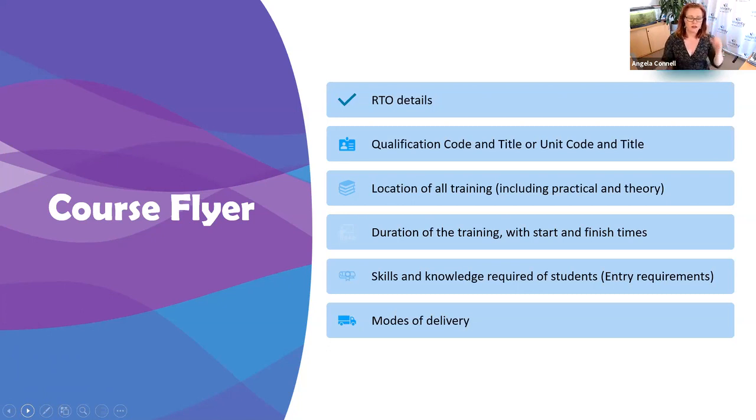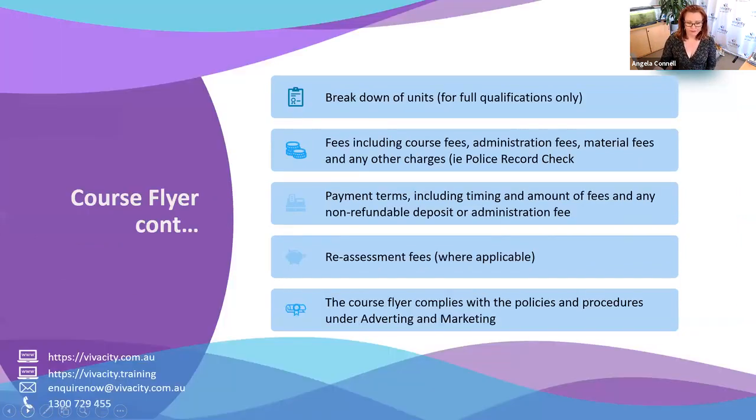So it makes it nice and clear and easy for you to be able to add that information onto your marketing materials. You should also have a breakdown of the units. So what units are the students going to be required to complete? And the fees, including course fees, administration fees, material fees, and any other charges. For example, you might have a requirement that the student is required to complete a police record check. So you need to ensure that you've got the requirements and how much it costs for them to do that.